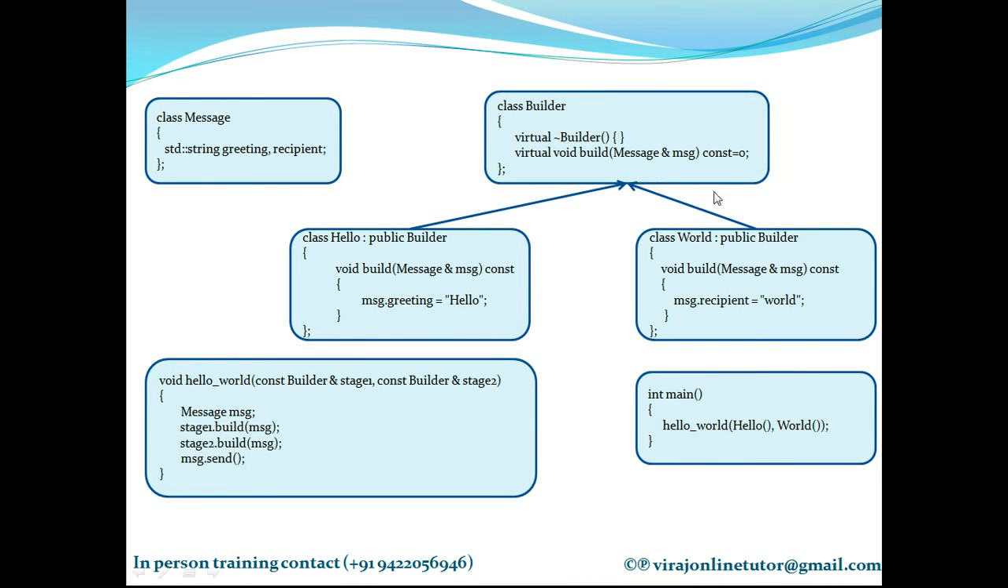So let's go to the build of world. It comes here and I pass a message object to it, and here I am setting the recipient component of message object with world as a value to it. That means after executing this line, I have a greeting component created with a value hello in it. After executing the next line, I have recipient component created with a value world in it. So by this time MSG contains greeting and recipient, both components created with hello and world values in them respectively.